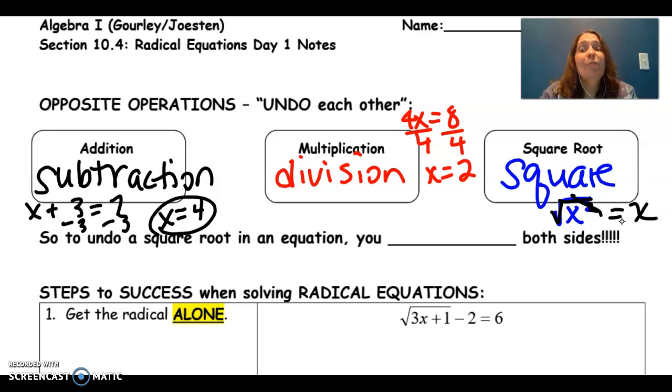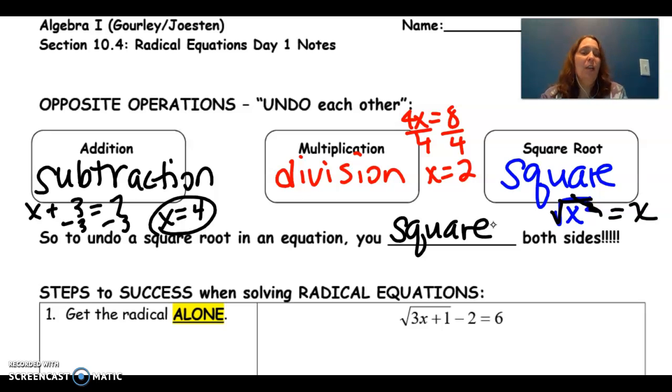So our key idea for today: to undo a square root in an equation, you must square both sides. And something else that's really important is you want to make sure to get that radical by itself before you start squaring. Otherwise, it's going to make the problem a lot more complicated. So let's go ahead and try this next example. It says, for steps to success when solving radical equations, step 1, just like I said, is make sure to get the radical alone. No matter what else is going on in this problem, no matter what is underneath the radical, you need to move everything away from the radical first.